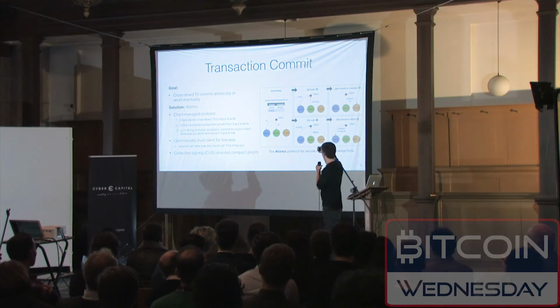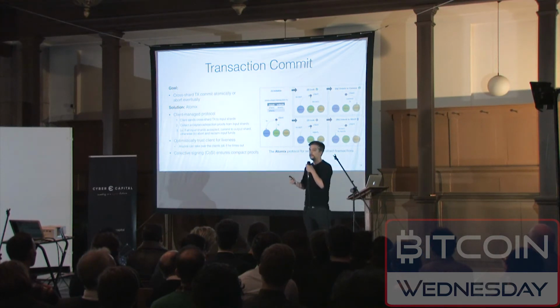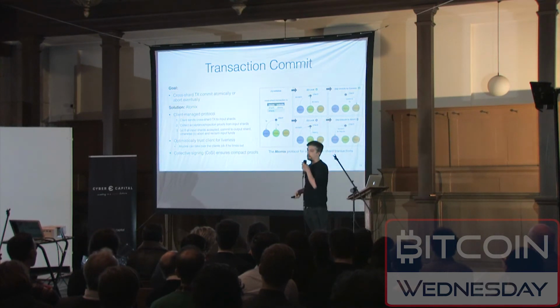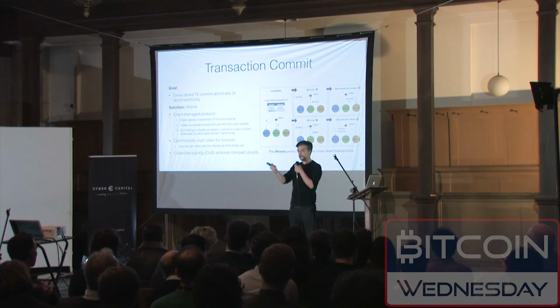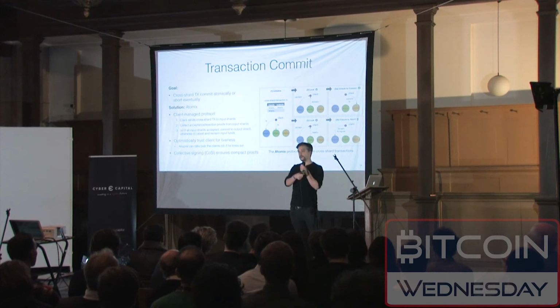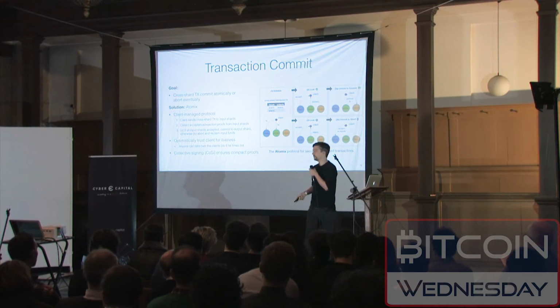If so, then the validators lock the funds and they send back an acceptance proof to the client. Then the client is collecting all the acceptance proofs from all the shards and goes to the output shard to tell them, hey, look, all the input shards confirm that I can spend my funds, and now you get the credits.